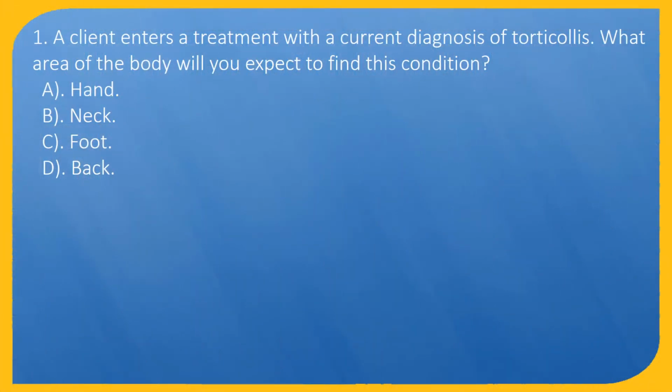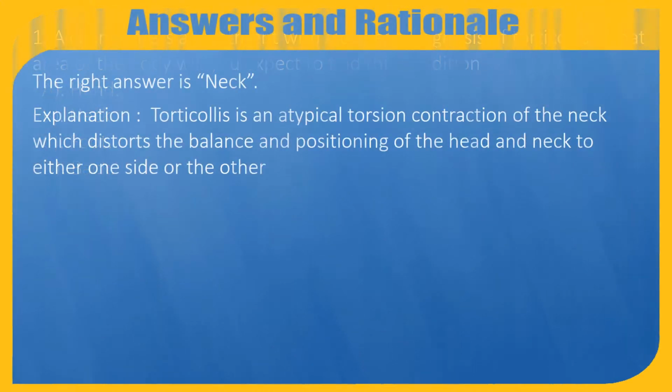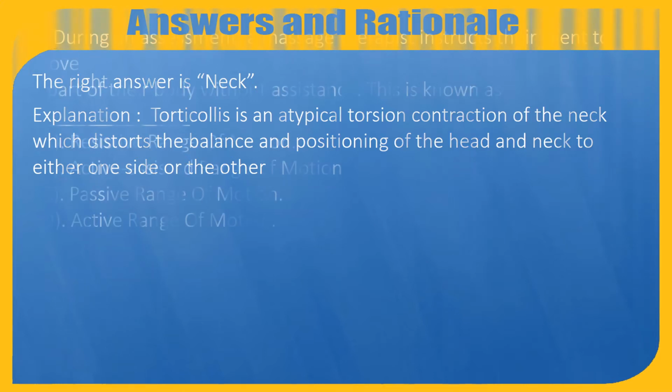Question 1. A client enters a treatment with a current diagnosis of torticollis. What area of the body will you expect to find this condition? A. Hand. B. Neck. C. Foot. D. Back. The right answer is neck. Explanation: torticollis is an atypical torsion contraction of the neck which distorts the balance and positioning of the head and neck to either one side or the other.